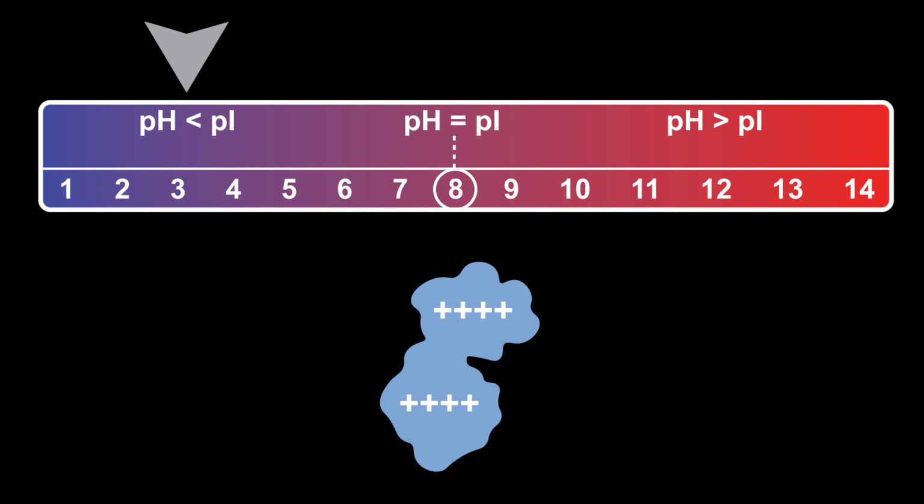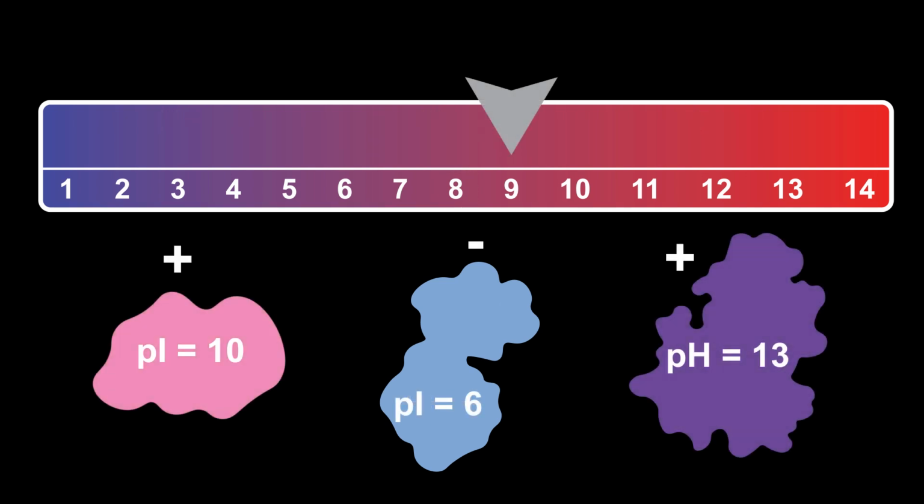net positive charge. Similar to how proteins can have different sizes, proteins can also have different isoelectric points. This means while one protein might have a net negative charge at pH 9, another might have a net positive charge at the same pH.